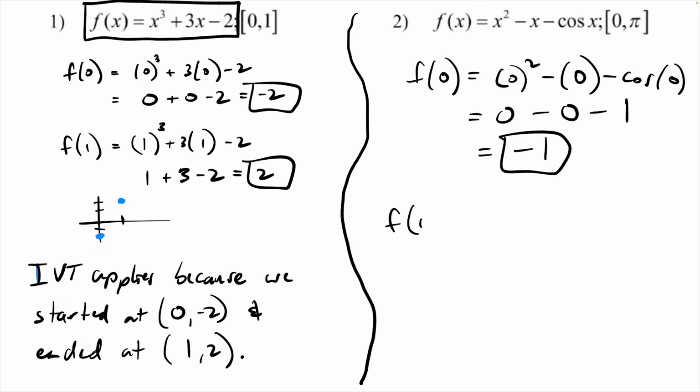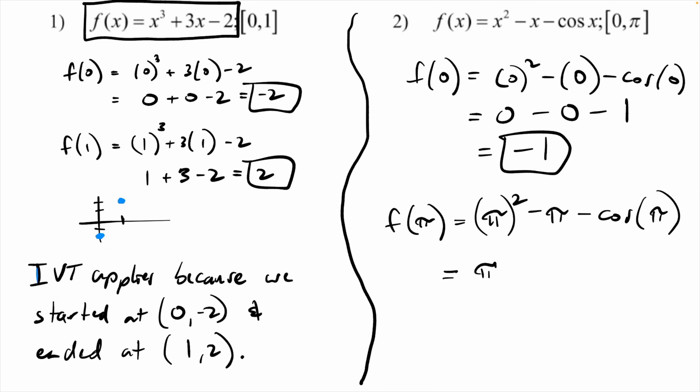And where am I at pi? Pi squared minus pi minus cosine of pi. Now I don't care what the actual number is. Pi squared, 3.14 times 3.14. I just want to know if it's positive or negative, right? So pi squared is going to be 10 or 11, something like that. Minus pi, which is minus 3.14. So we're kind of at 7-ish.